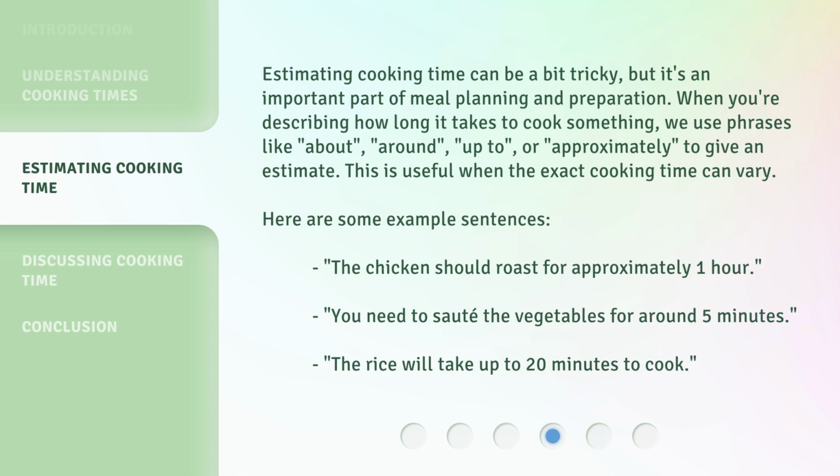Here are some example sentences. The chicken should roast for approximately 1 hour. You need to sauté the vegetables for around 5 minutes. The rice will take up to 20 minutes to cook.